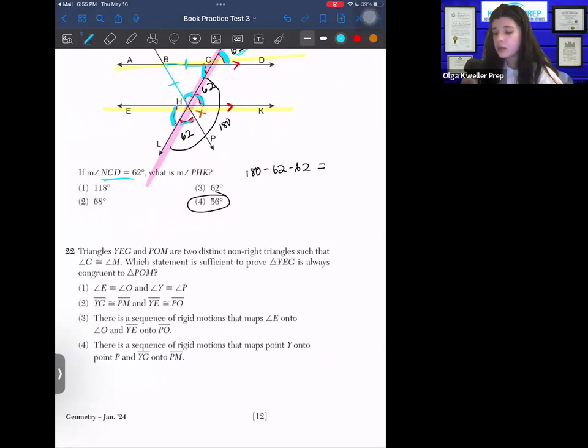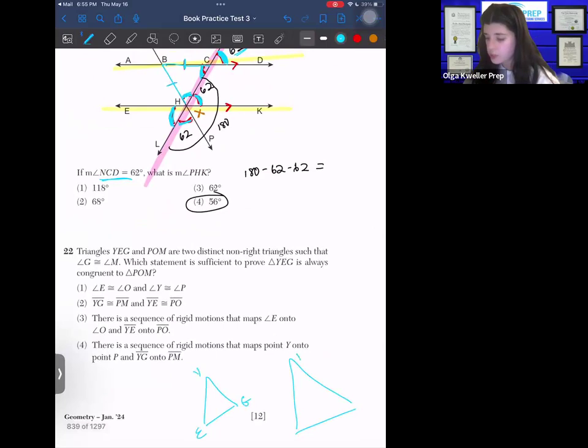So we have triangles YEG and POM are 2 distinct non-right triangles such that angle G is equal to angle M. So we've got 2 triangles, not right. And we know that this is YEG, and we know this is POM. And what they're telling me is that this angle is equal to this angle. Which statement is sufficient to prove that these 2 triangles are congruent? So we want to prove that they're congruent.